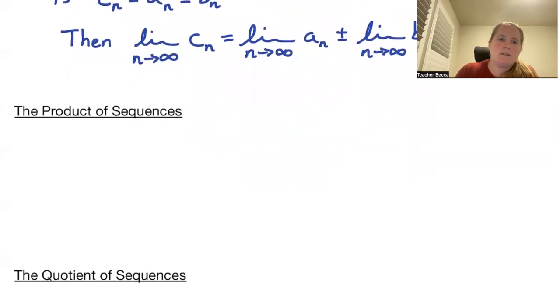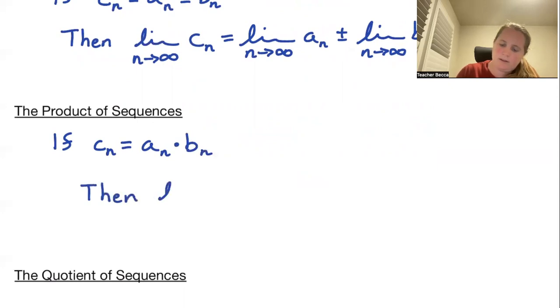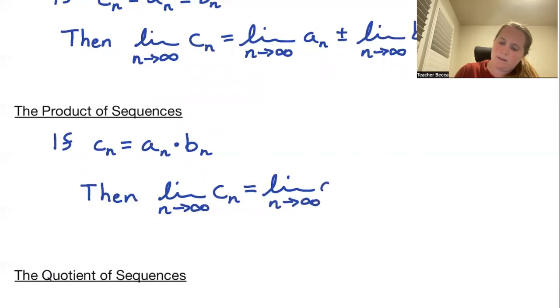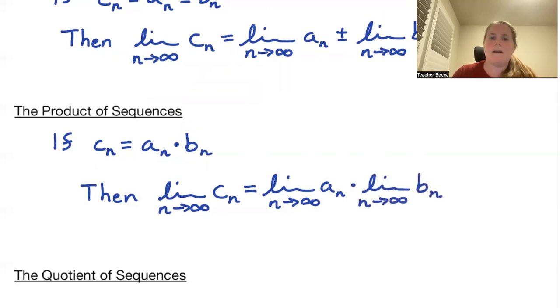Similarly for products, if c sub n is equal to a sub n times b sub n, then the limit as n goes to infinity of c sub n is equal to the limit as n goes to infinity of a sub n times the limit as n goes to infinity of b sub n. Again, same thing, we could split limits across products as long as the individual limits existed.